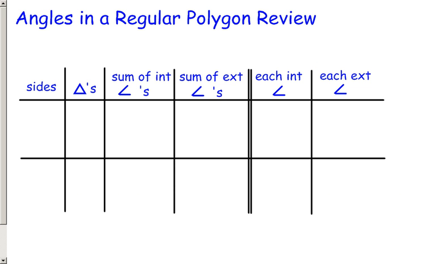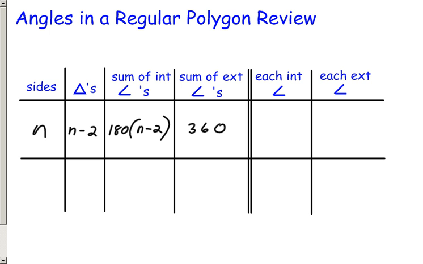Angles in regular polygon review. N is the number of sides. If I have 15 sides, I call it a 15-gon. Otherwise, I call it by its name if it has 10 or fewer sides; 10 sides is a decagon, and so on. If there are n sides, there are always n minus 2 triangles, and therefore the sum of the interior angles is 180 times n minus 2. The sum of the exterior angles is always the same: it's always 360. It doesn't matter what shape you're talking about.